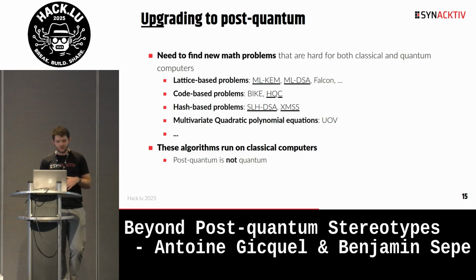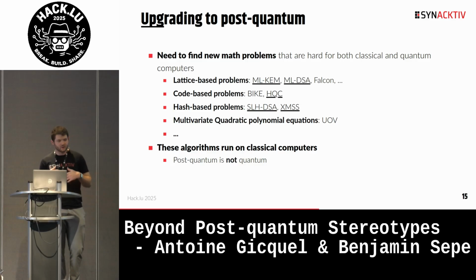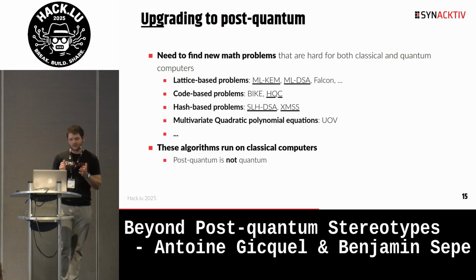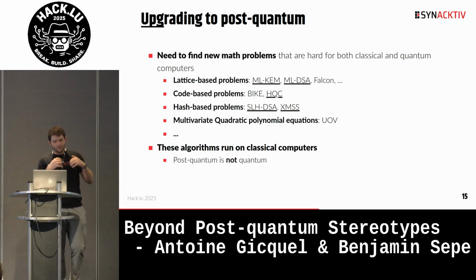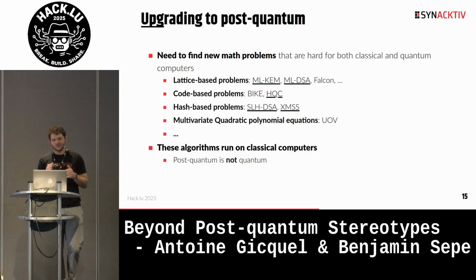They came up with lattice-based problems, code-based problems, hash-based problems, a bunch of categories of problems that are believed to be hard for both classical computers and quantum computers. And upon each of these problems, they constructed a cryptographic algorithm, such as ML-KEM, for module lattice key encapsulation mechanism, ML-DSA for digital signature algorithm, and a bunch more.